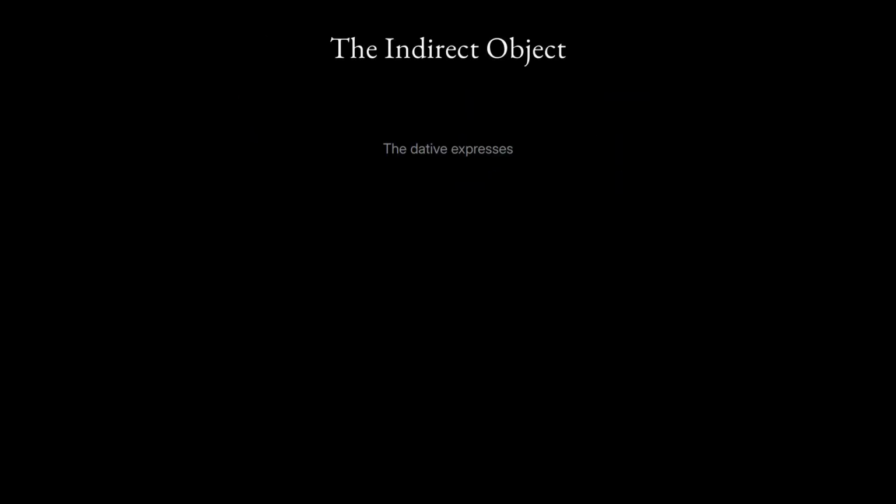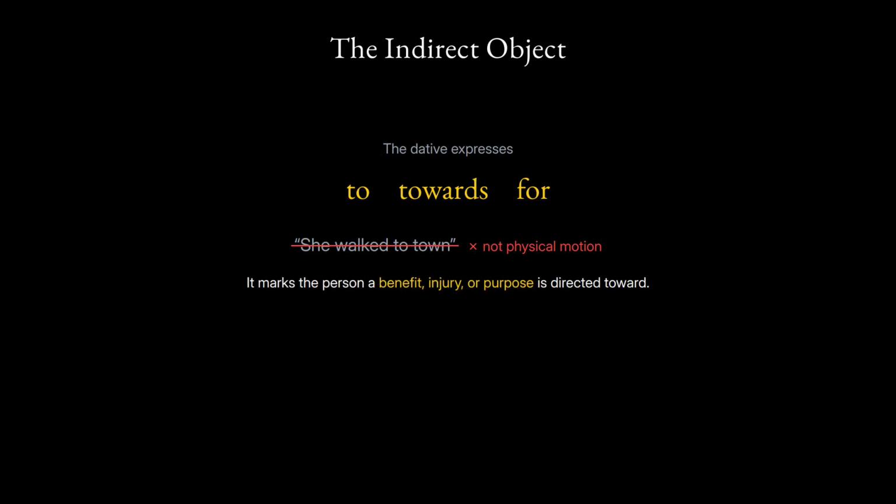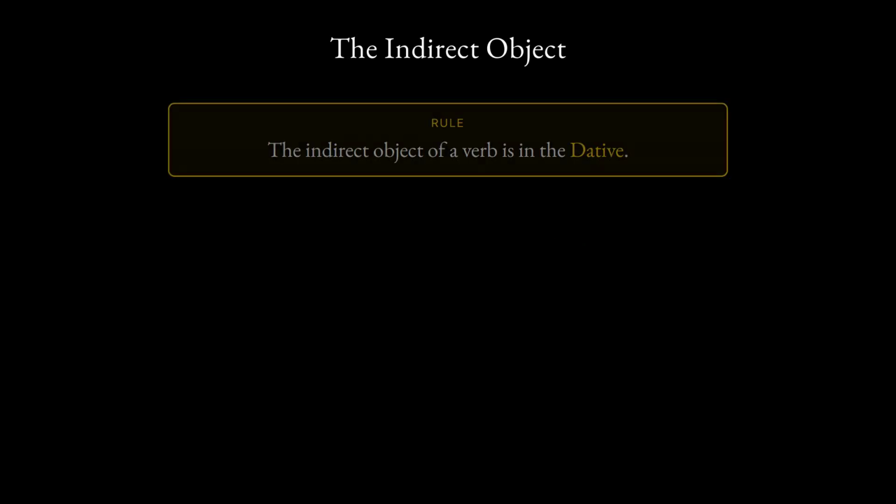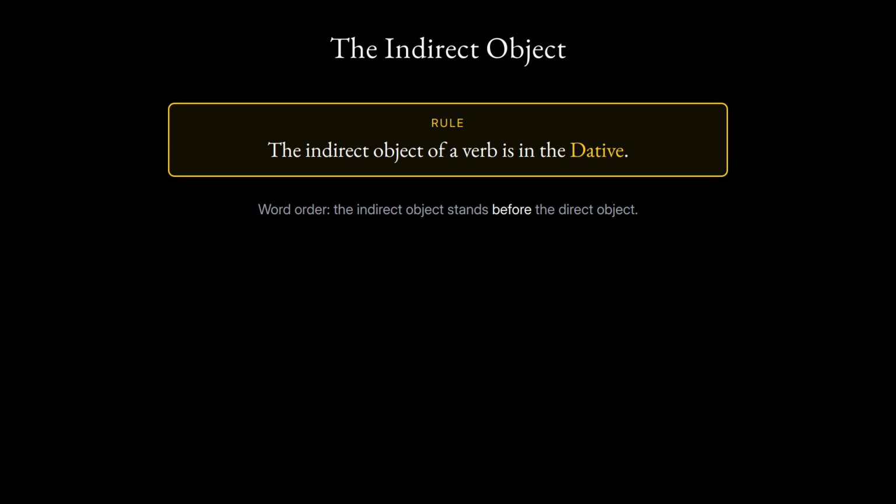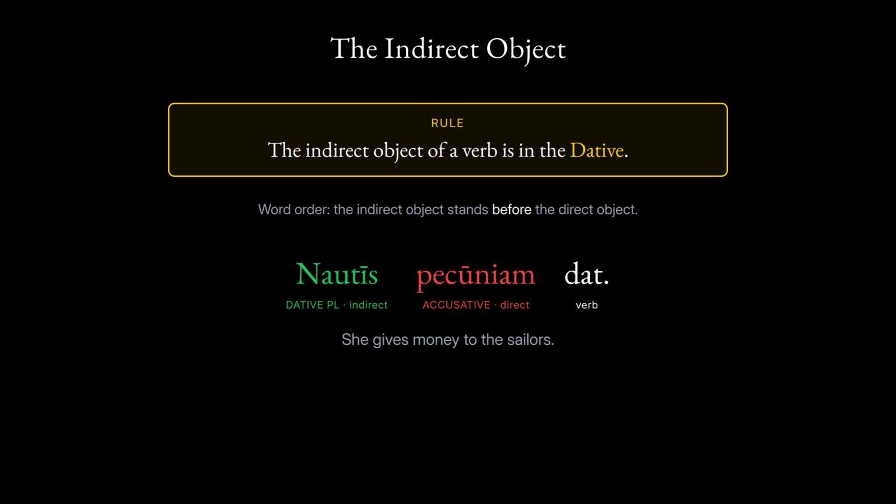The dative expresses to, towards, and for, but not for physical motion. She walked to town does not use the dative. The dative marks the person toward which a benefit, injury, or purpose is directed. The rule: the indirect object of a verb takes the dative case. In standard Latin word order, the indirect object stands before the direct object. Nautis pecuniam dat. She gives money to the sailors. The dative comes first, then the accusative. In English, the indirect object sometimes appears without to. She gave the sailors money. Sailors is still the indirect object.